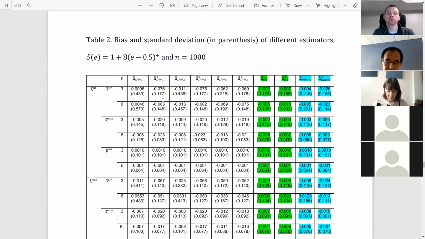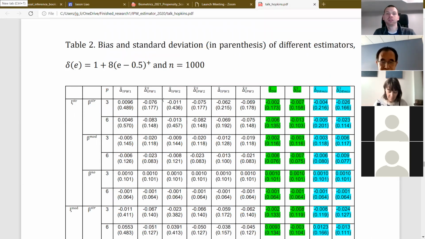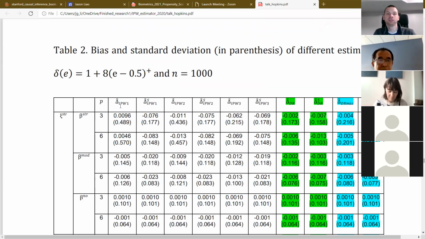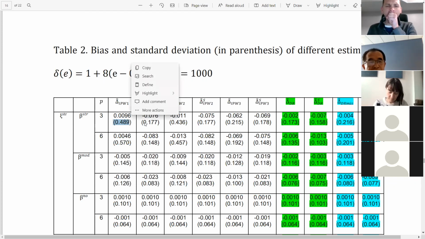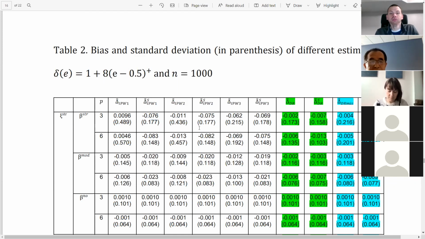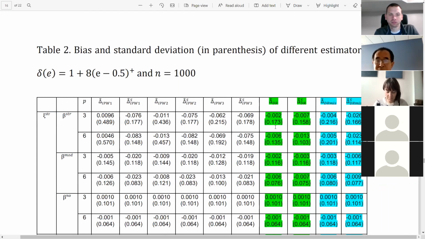Now we have the numerical results. Here this is IPW1, and this is the smoothed one. This is the mean of the bias, this is the bias, and that's the variance, or the standard deviation. So we see a substantial reduction, about 3 times. Here it's IPW2, also a huge reduction. Then this is IPW3.